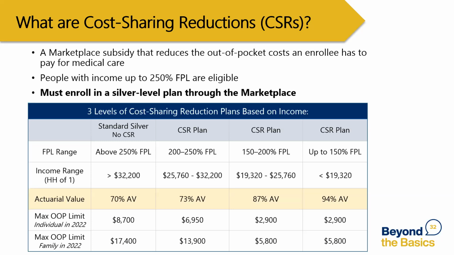And individuals with income below 150% FPL, or about $19,000 for a household of one, will be eligible for the highest level of CSRs that will increase the AV level of silver plans available to them from 70% to 94%, meaning that they could enroll in a silver plan with a higher AV than a platinum plan.